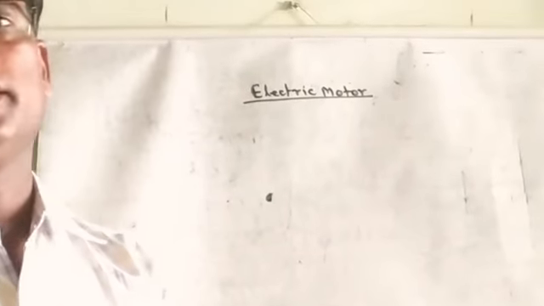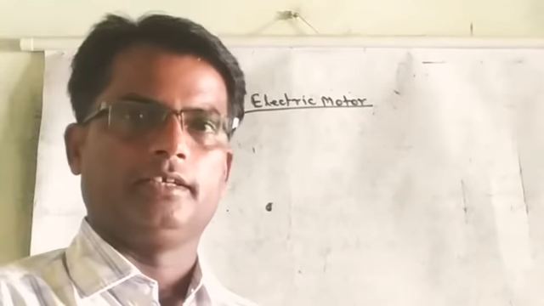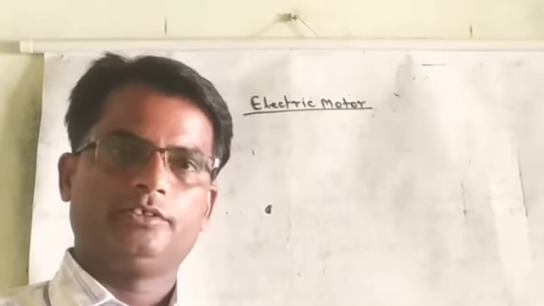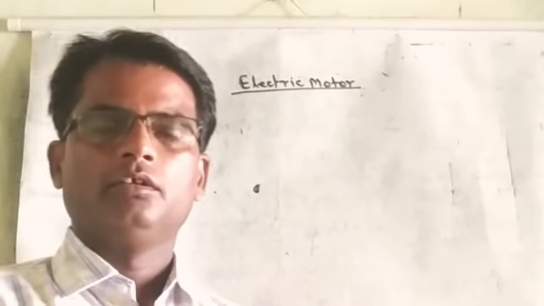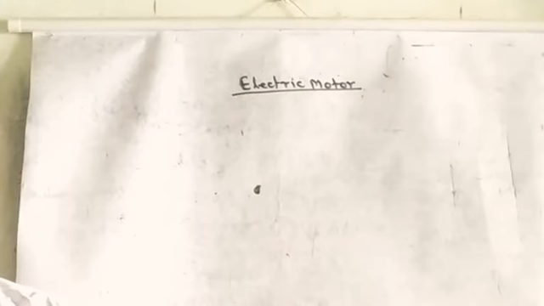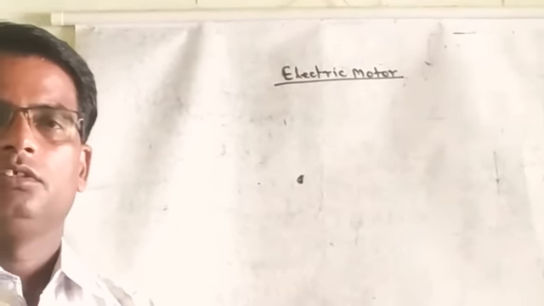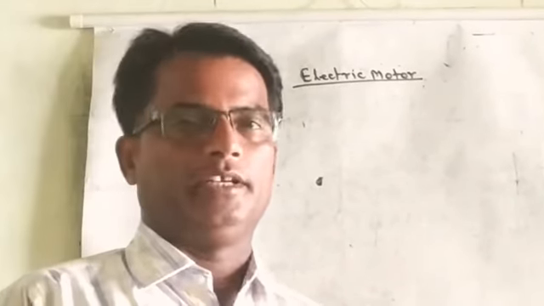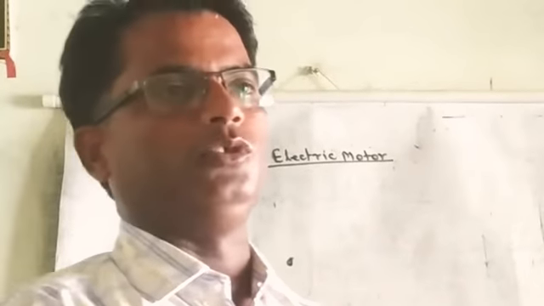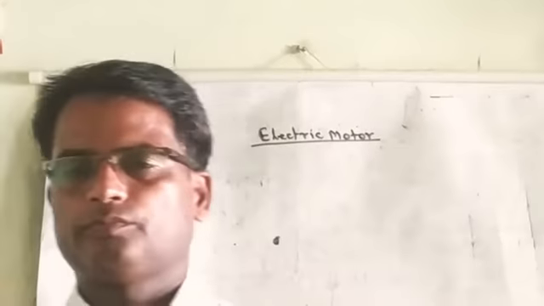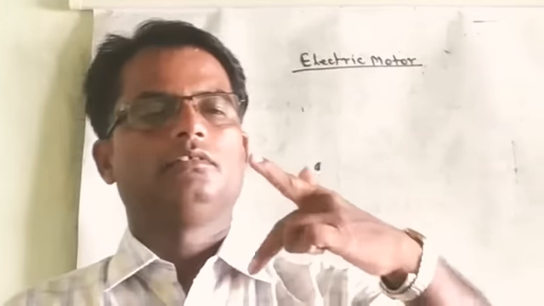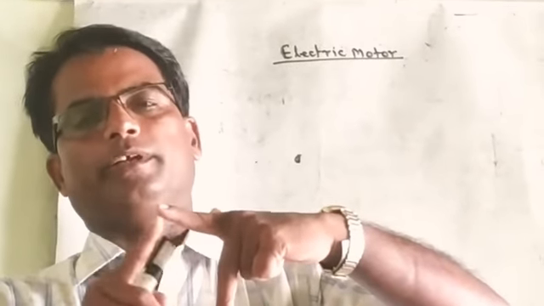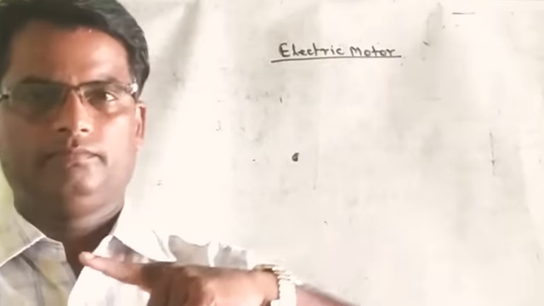For example, first, the force acting on a current carrying conductor in a magnetic field. Second, to find the direction of force, we use Fleming's left hand rule. All of you know Fleming's left hand rule. This is your left hand. Stretch your forefinger, middle finger and thumb.